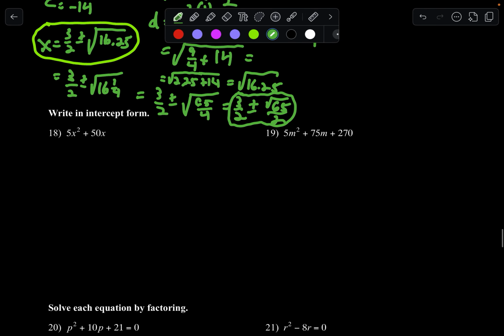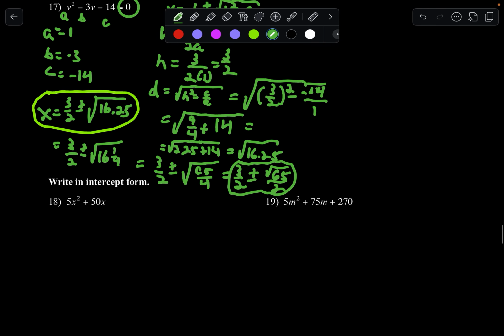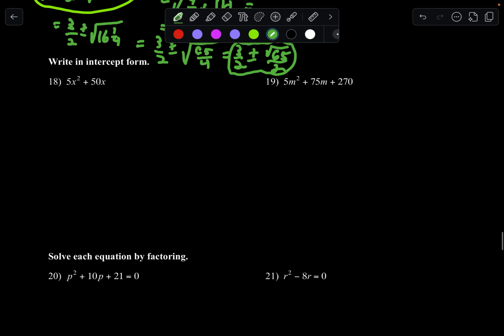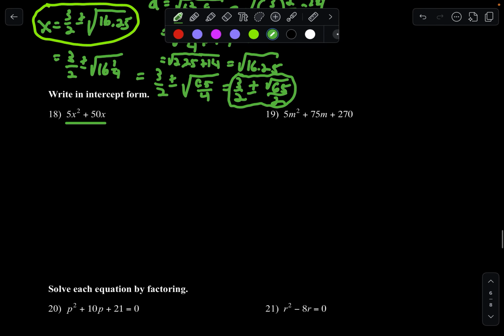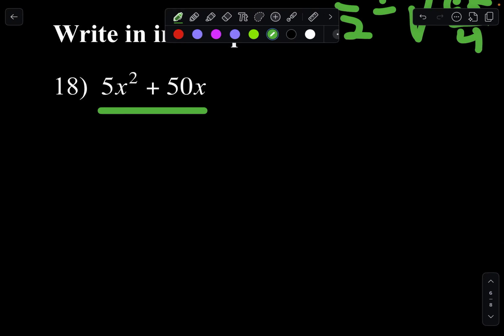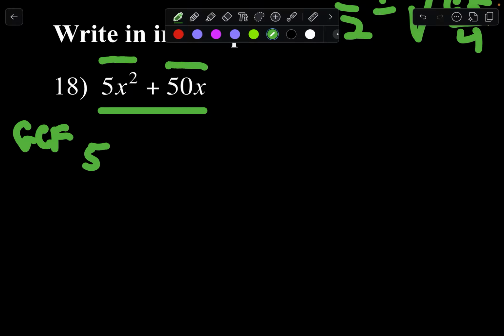Now, you only have one where you have to use the quadratic formula. On the next one, it says write in intercept form. So that means we want to write this in factored form. So factor this polynomial. Whenever you factor, the first thing you look for is the greatest common factor. You want to GCF if you can. To do this, we see that we have 5x squared and a 50x. They both have 5 common to each other, and x.